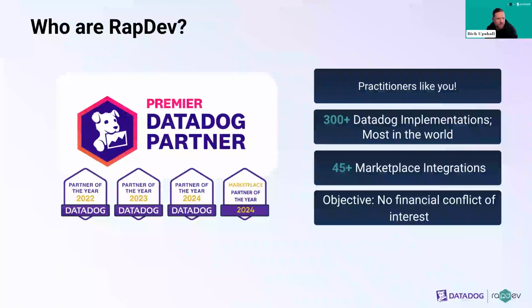So first and foremost, who are RapDev? We are one of the largest Datadog partners out there. We've won Partner of the Year 3 or 4 years in a row, and essentially we are all practitioners just like you. We have been so successful within our own organizations using Datadog that we founded our own company to help others do the same. Over the past 4 or 5 years, we've done 300 plus Datadog implementations, which is the most in the world. We also have 45 plus marketplace integrations.